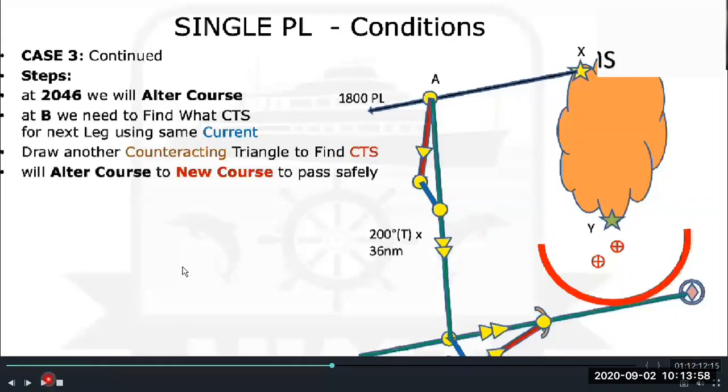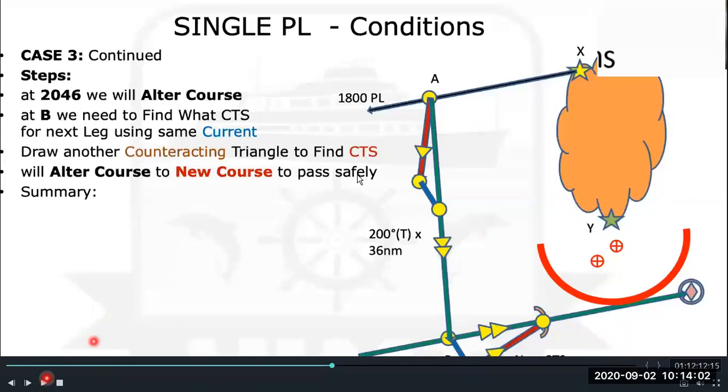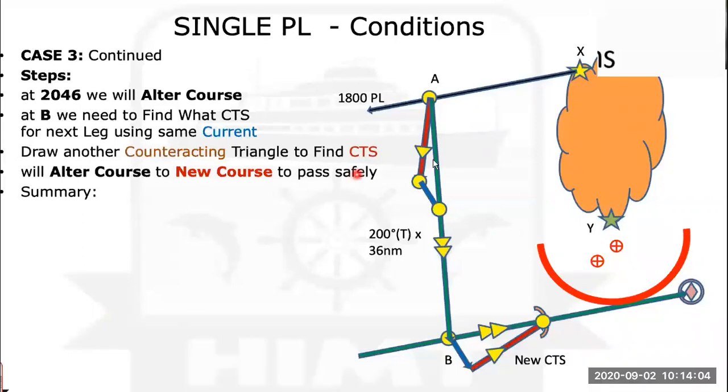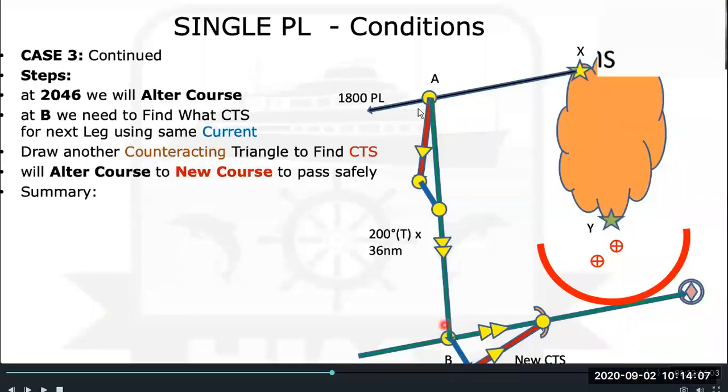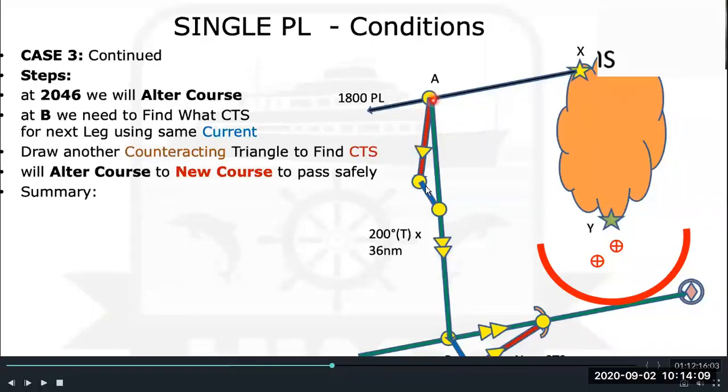Okay. Then, the summary or main point of this is, if course to steer is given, for the initial leg we will use the allowing method, and for the final leg we will use the counteracting method.